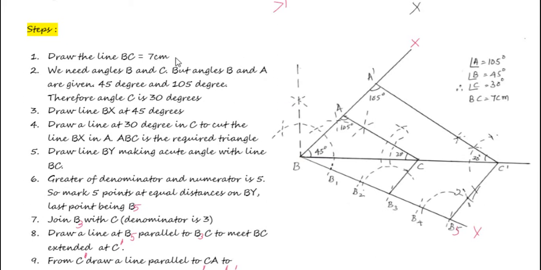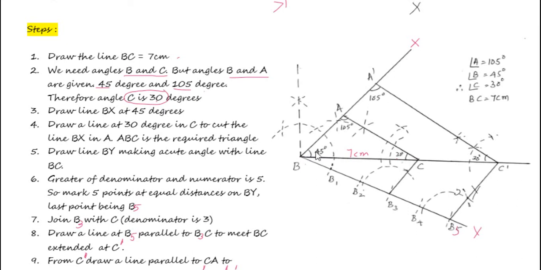First, draw the line BC. This is the line BC, which is 7 centimeters. Now we need to draw the angles B and C. But angles B and A are given, not C. These angles are 45 degrees and 105 degrees. So 45 plus 105 is 150. 180 minus 150 is 30 degrees. So angle C is 30 degrees. So we have angle B 45 degrees, angle C 30 degrees.